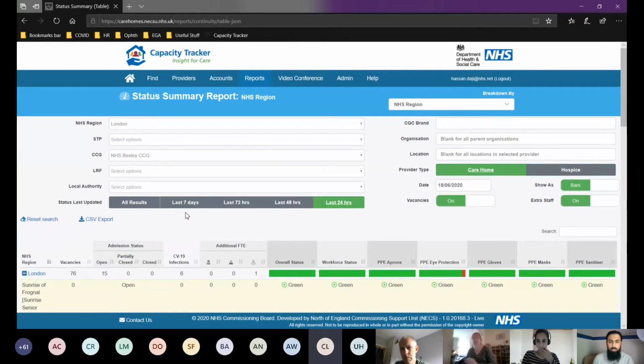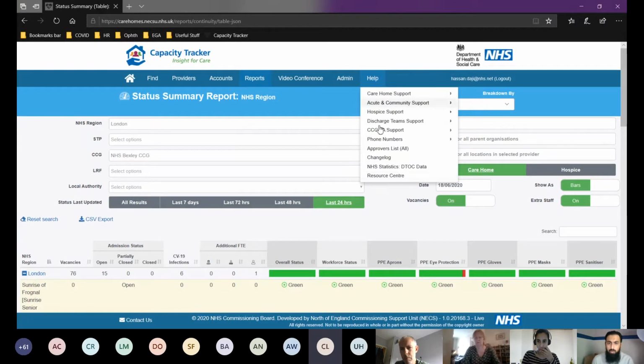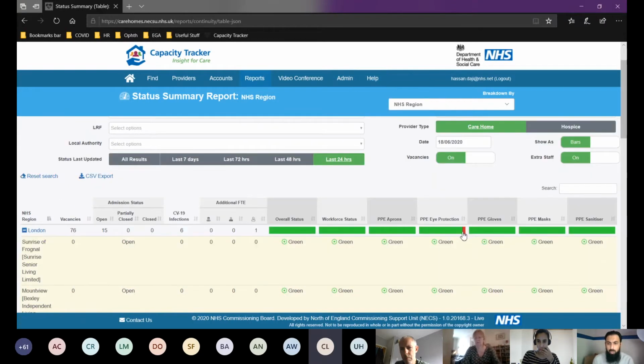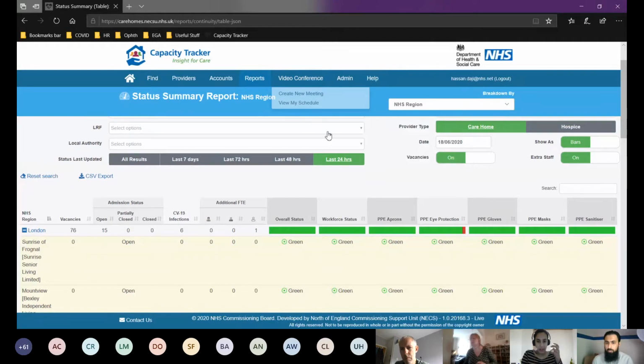So, Hassan, we had a question asking what the red, amber, green means. Just to reiterate, red is fewer than 2 days supply, amber is more than 2 days but less than a week, and green is more than that. If you put your mouse over one of the RAGs, it tells you what it means. There is some guidance in the user guide as well, so we will share that with you. It has quite clear advice, but it can be accessed in the resource centre as well. Thanks, Hassan.